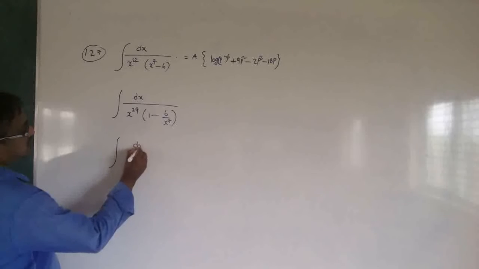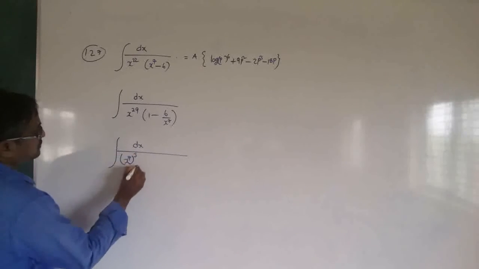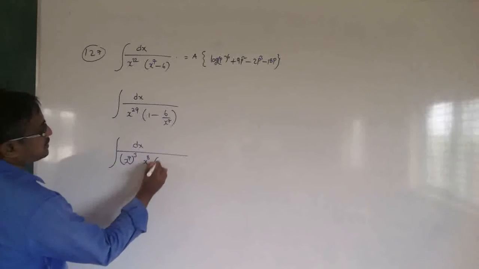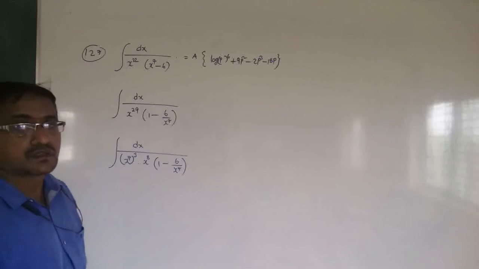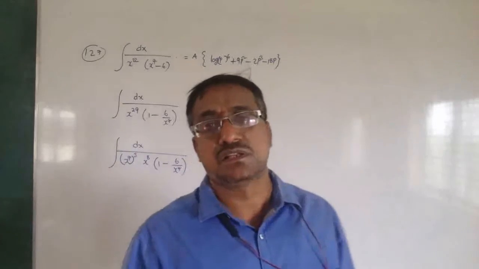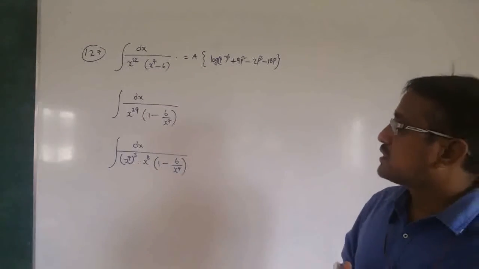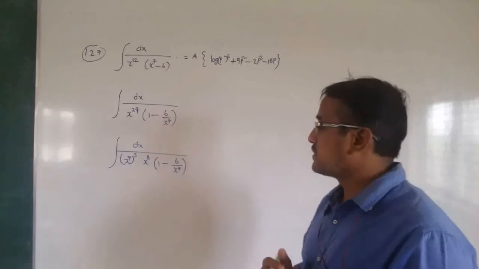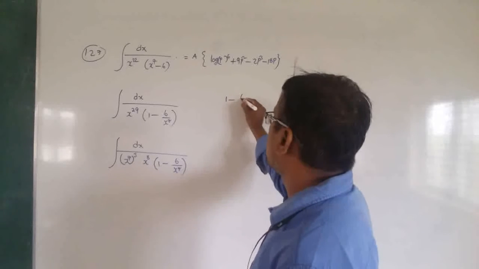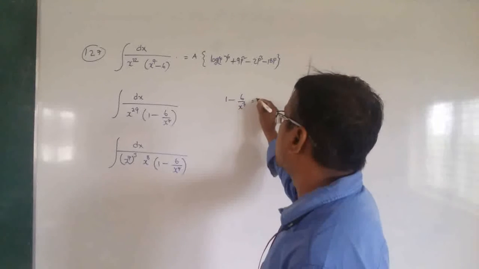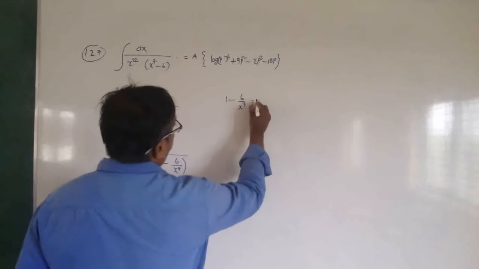Now this can be written as dx by x power 7 whole cube into x power 8 into 1 minus 6 by x power 7. X power 7 whole cube is x power 21 into x power 8. It will be x power 29. Now let us consider 1 minus 6 by x power 7 as some t or p, whatever it may be, p.